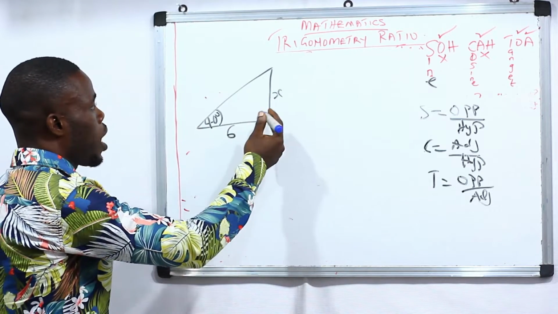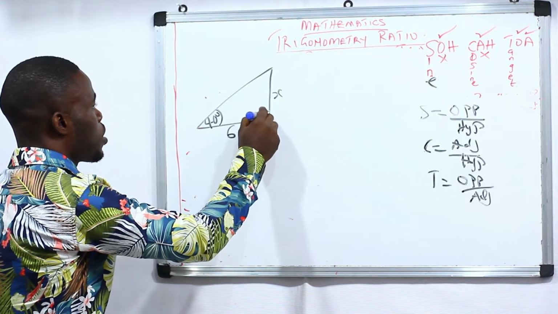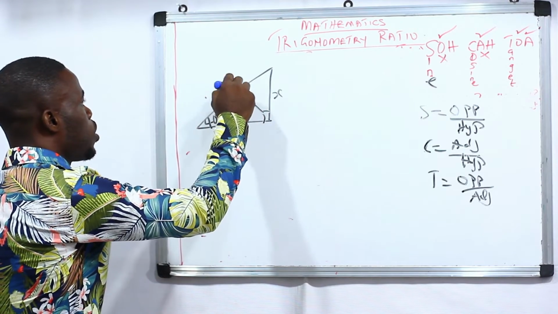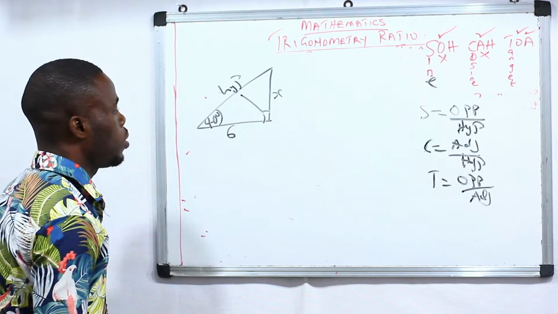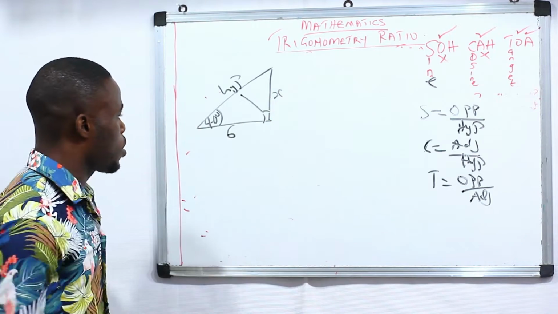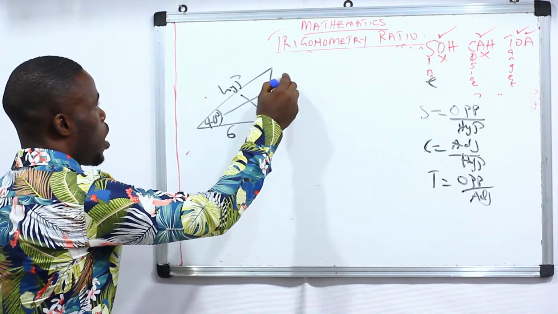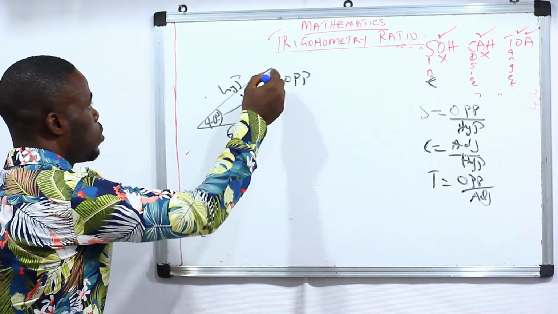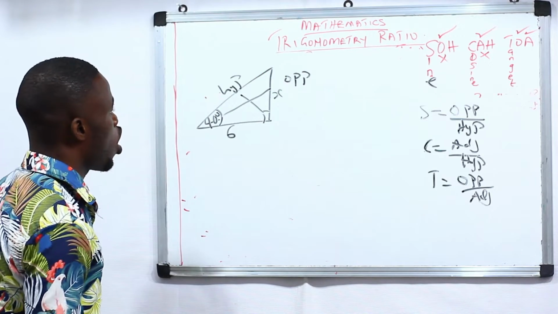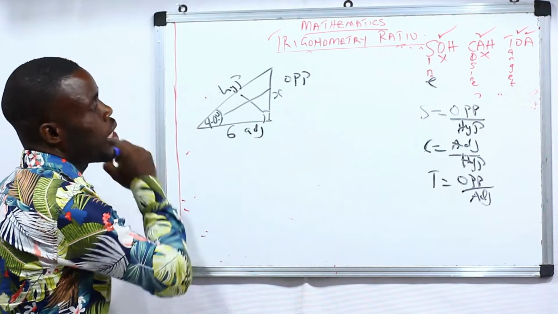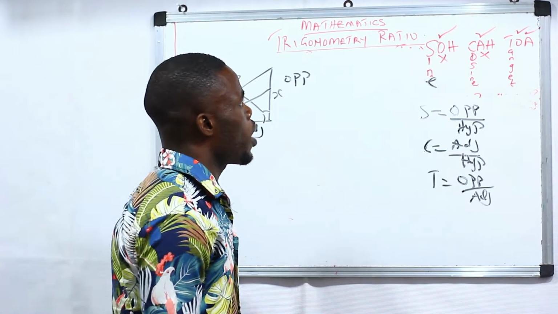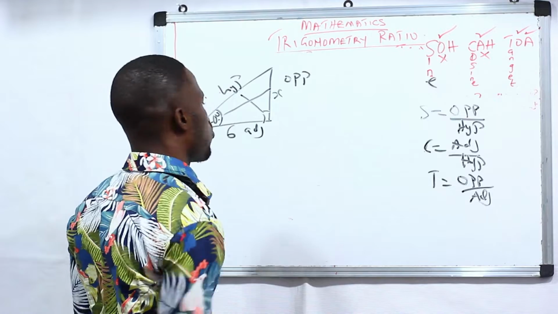Now we are going to look at this. Remember this is 90 degrees. This is the hypotenuse, the longest side of the triangle. We are looking for x. Our x here is known as the opposite. Don't forget, the side facing the angle is called the opposite. And here we have the adjacent. So we are going to be looking at SOH CAH TOA.